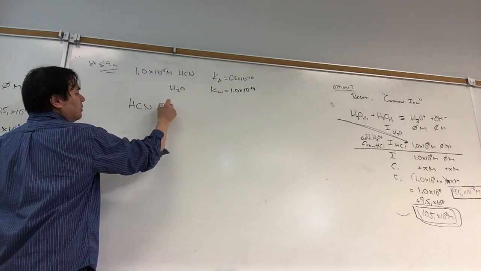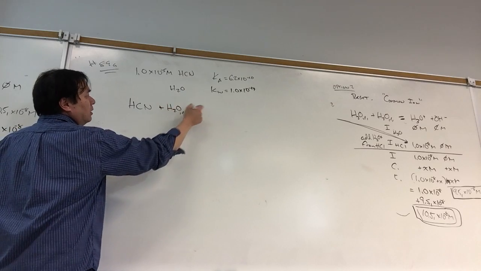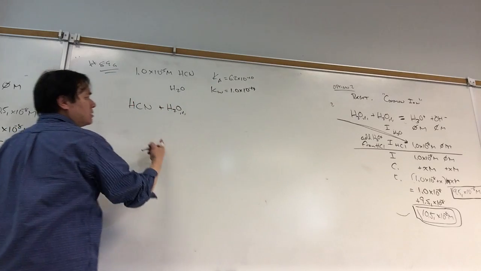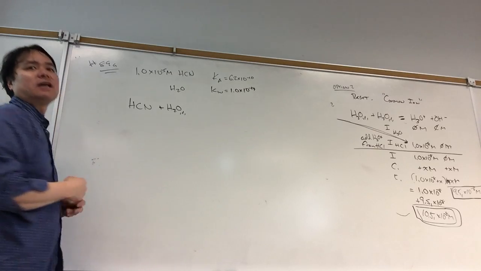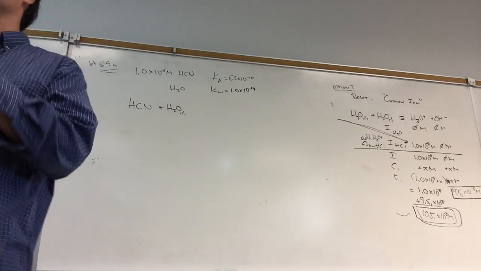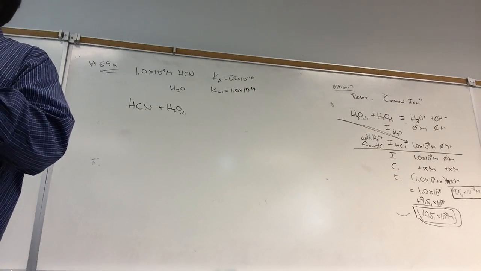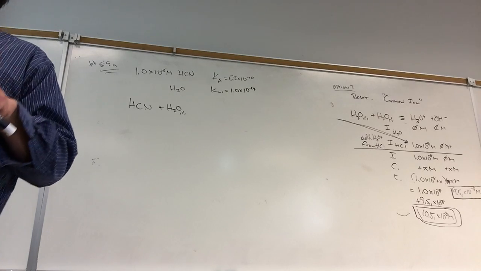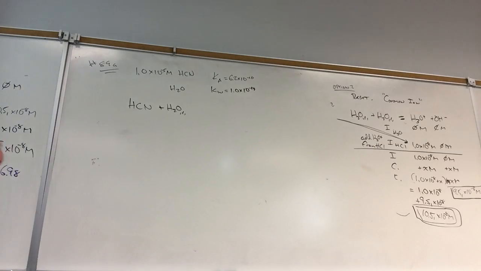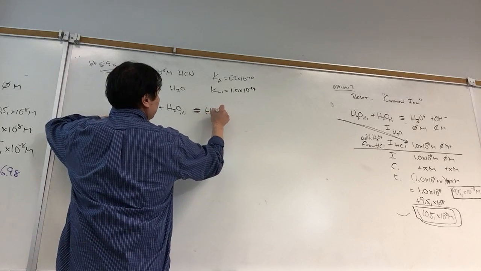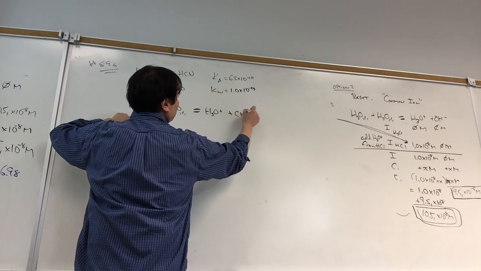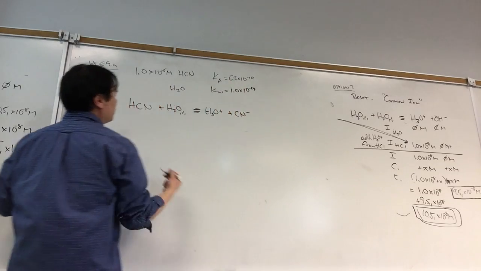And so this is HCN plus H2O liquid. I call this the acid hydrolysis constant because it's acid plus water. I don't call it the acid ionization because with acid ionization, you would ionize it into H plus and CN minus, like up there. But I do it like this. This is going to form hydronium and cyanide. One of the K values up there.